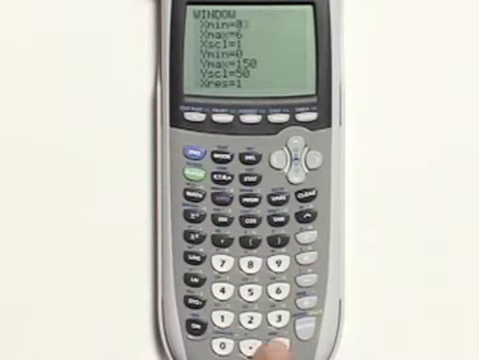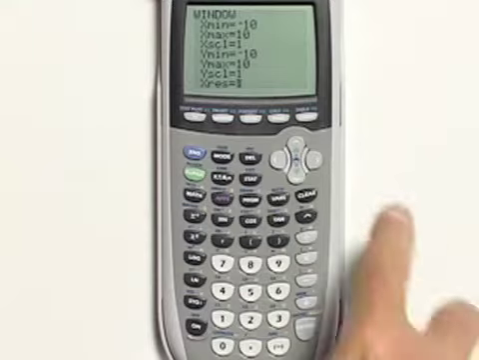I do want to adjust the window, so let's press the window key, and we're going to use a minimum of negative 10 for the x value, a maximum of 10 for the x value, and the scale will be 1. We'll use the same numbers for the y, so negative 10 for the minimum, positive 10 for the maximum, and a scale of 1.